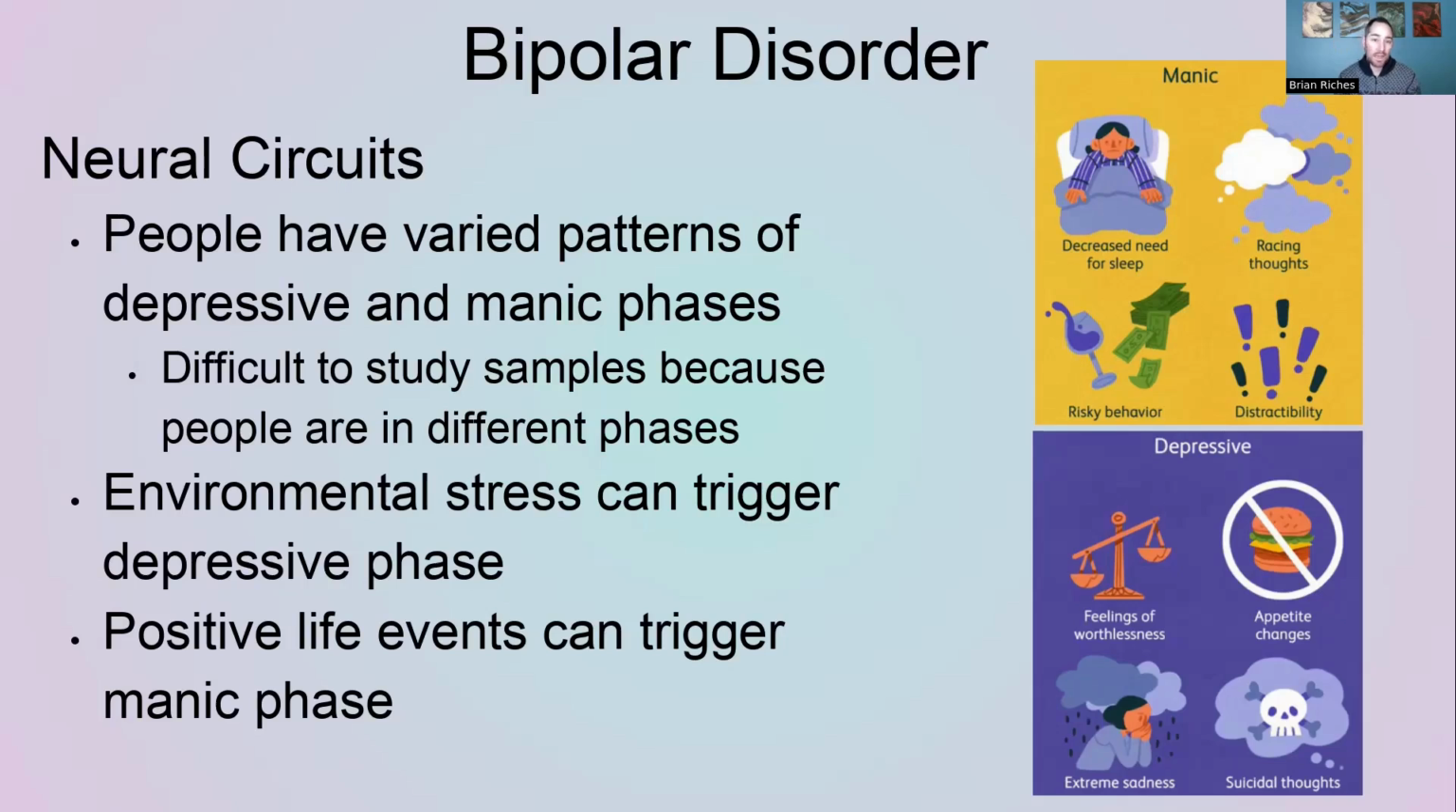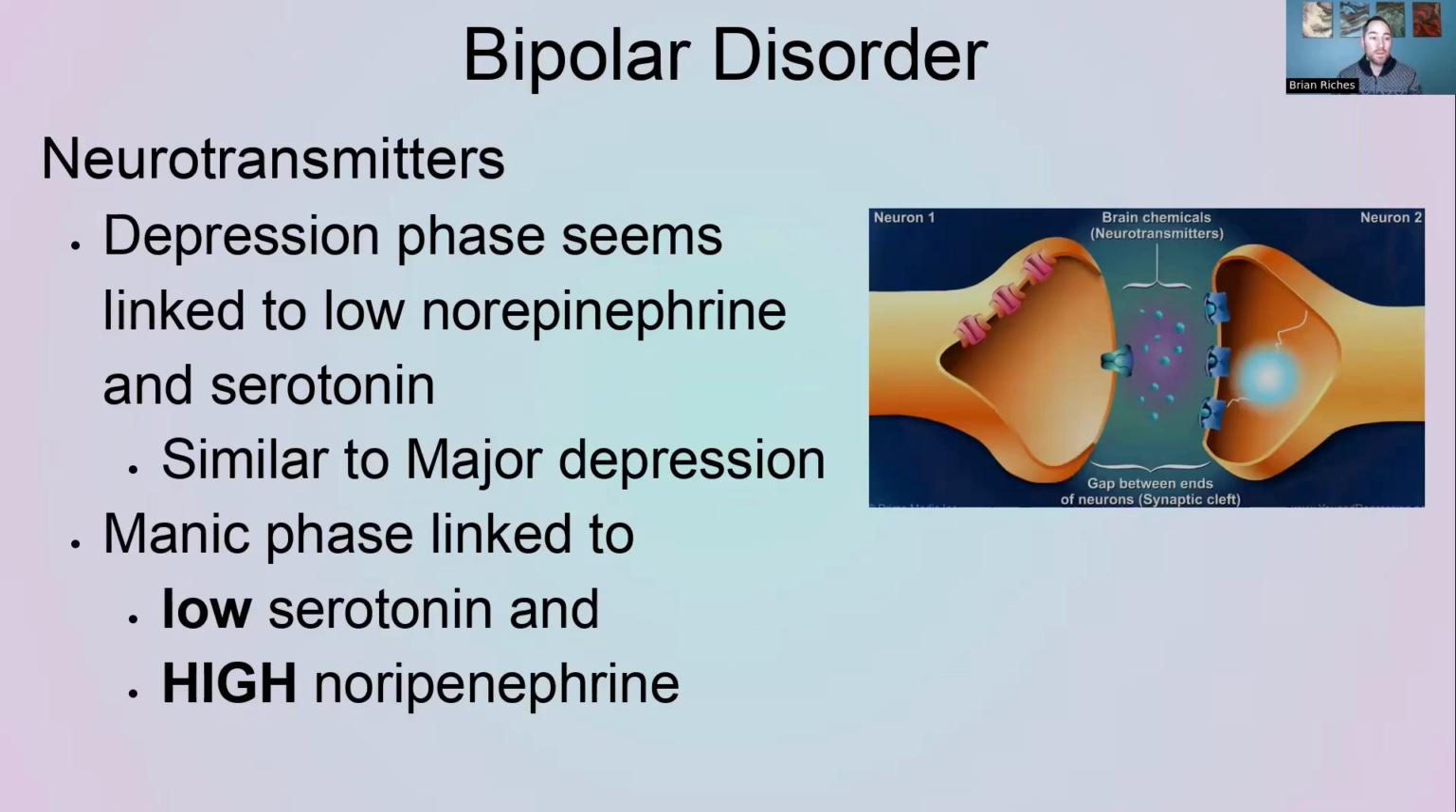One thing that we do see across the board is that environmental stress can trigger depressive phases in bipolar disorder, as well as positive life events can even trigger manic phases of bipolar disorder. So having those increases of stress can lead to a depressive episode. Having those positive life events, accomplishing a goal, can lead to a manic phase. So these are things to definitely be aware of and watch out for.